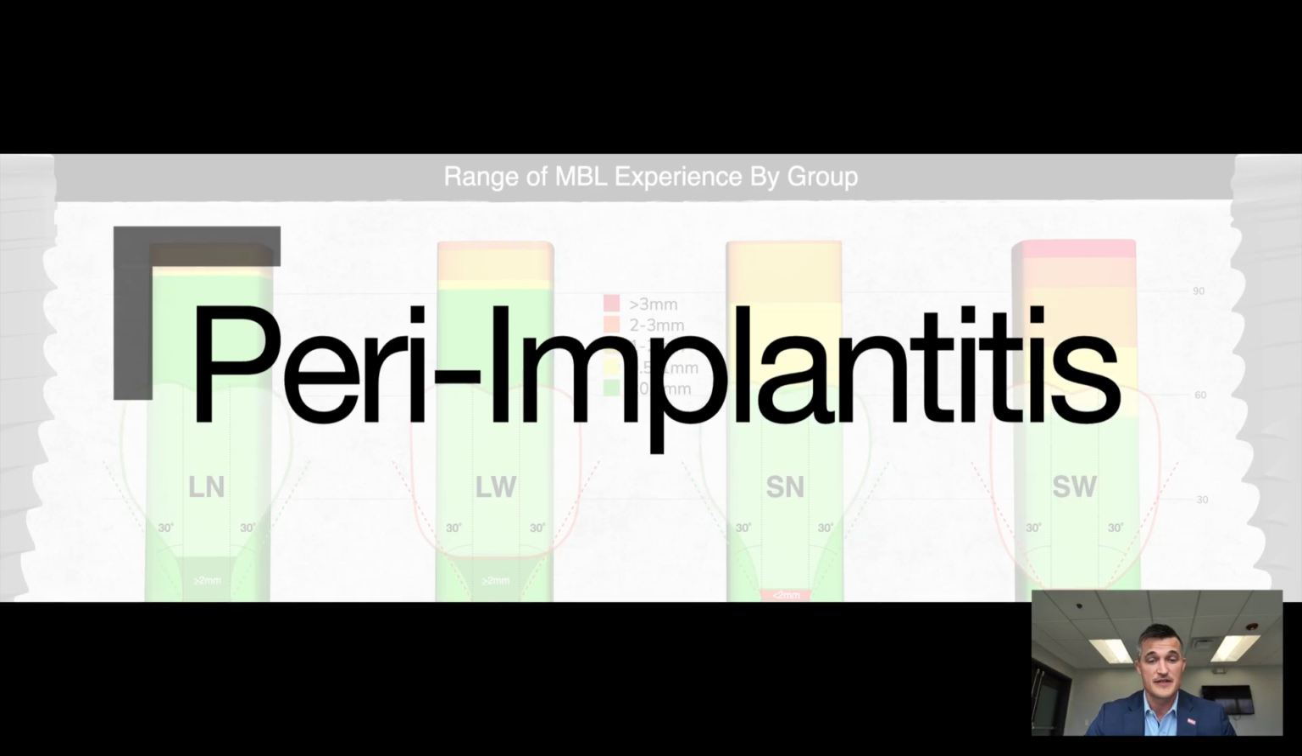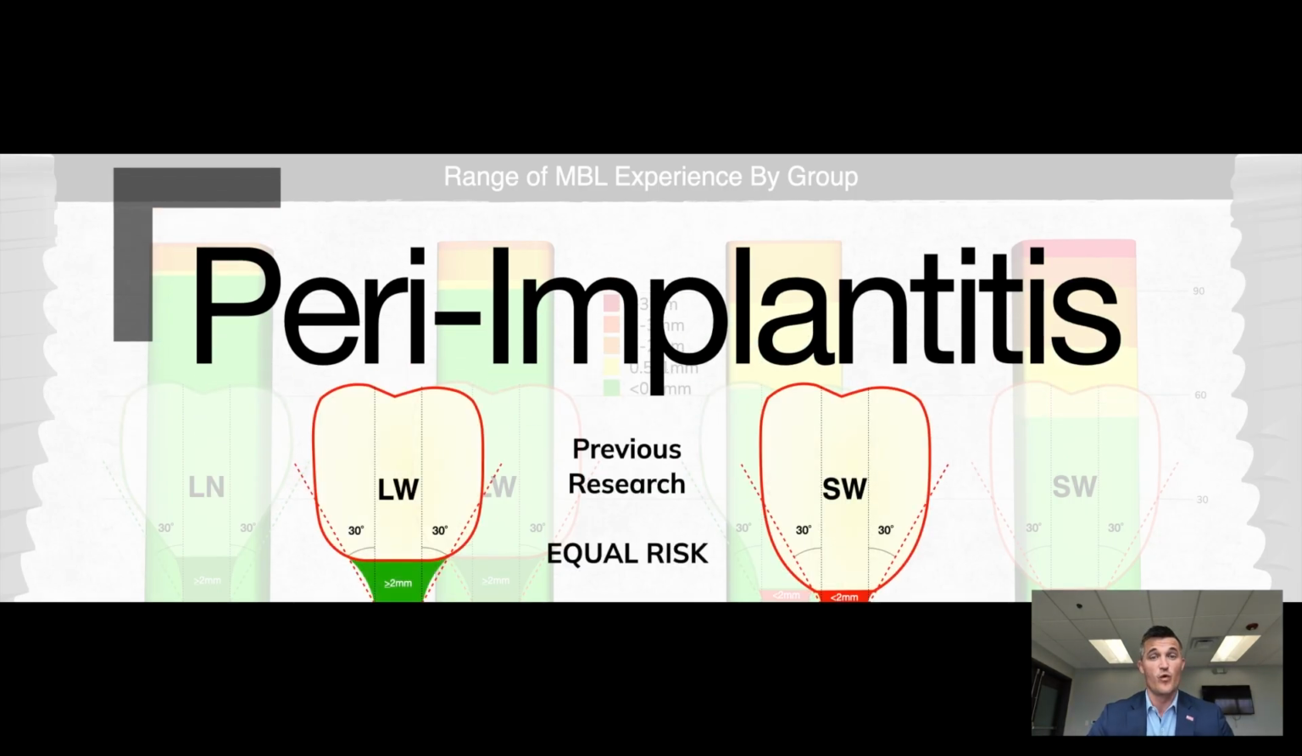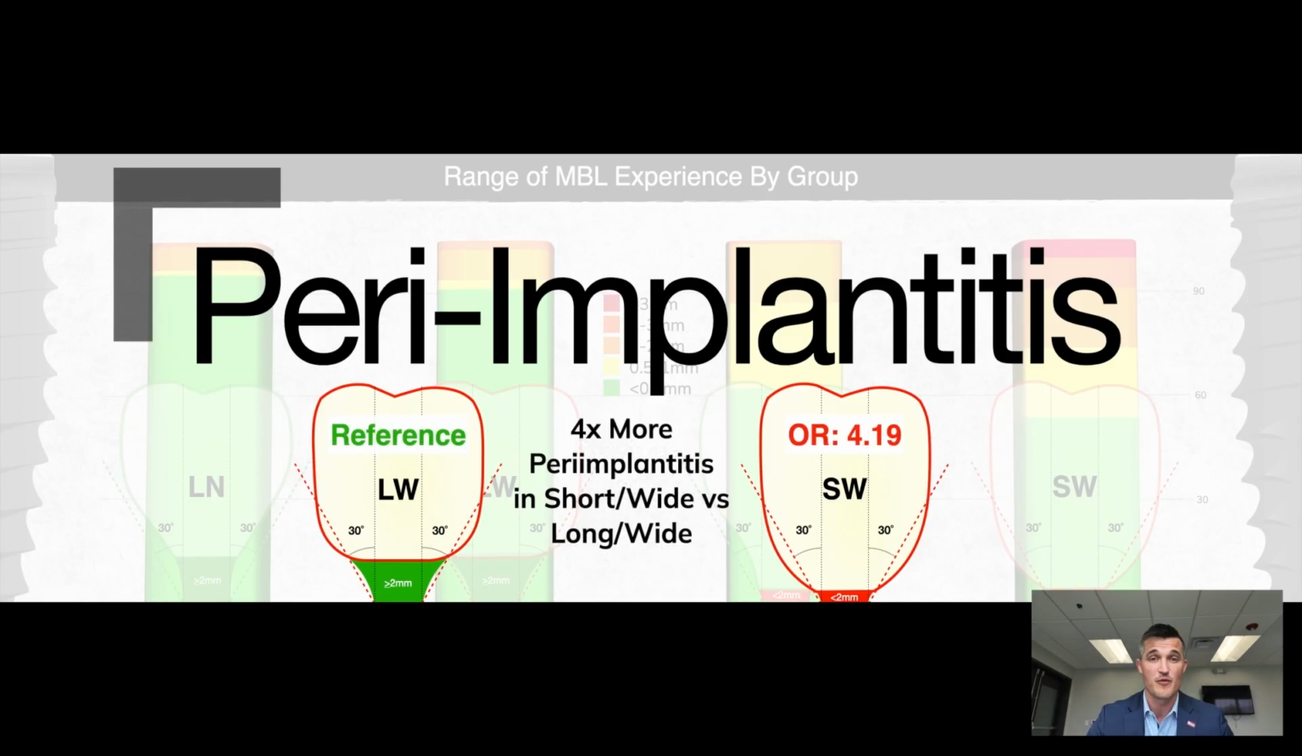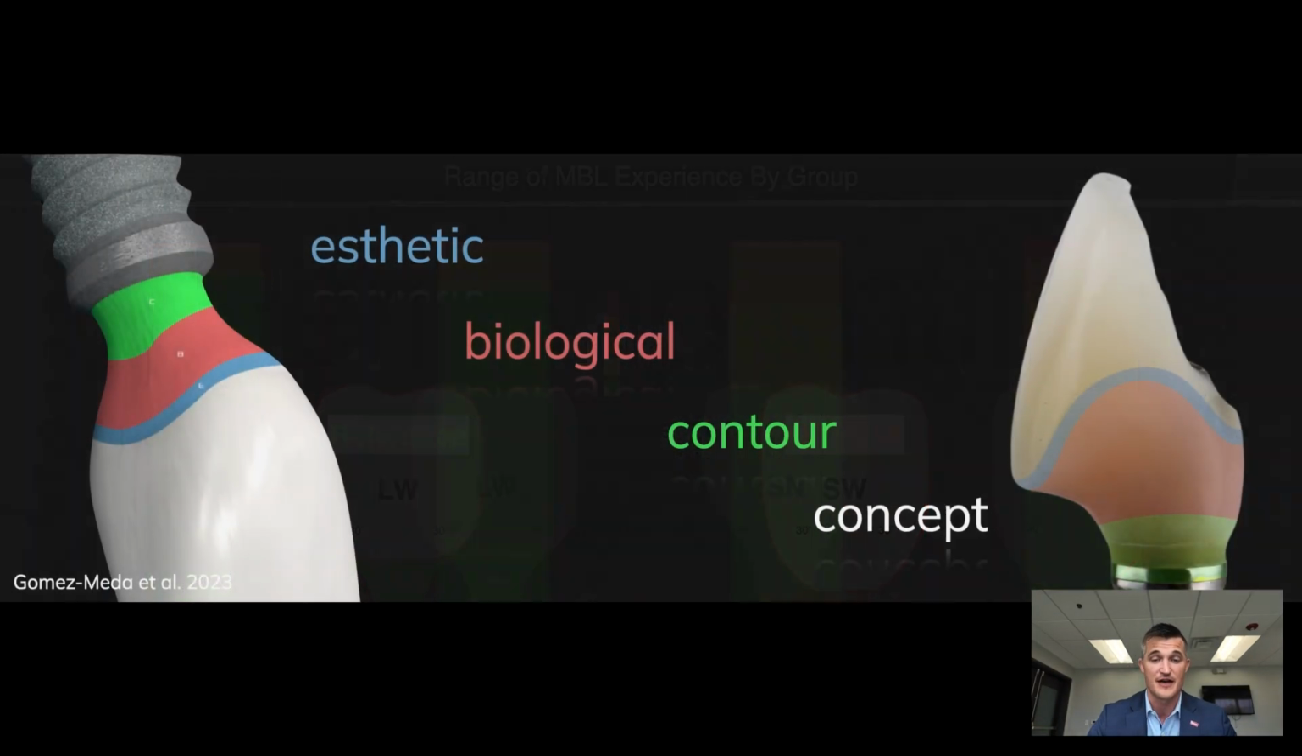When we looked at peri-implantitis, what we really wanted to see was whether a longer abutment was protective against disease in the less than 30-degree groups and in the greater than 30-degree groups. And we did see 4 times more peri-implantitis in that short wide group. So yes, a longer abutment separating the emergence from the crestal tissues was very much protective.